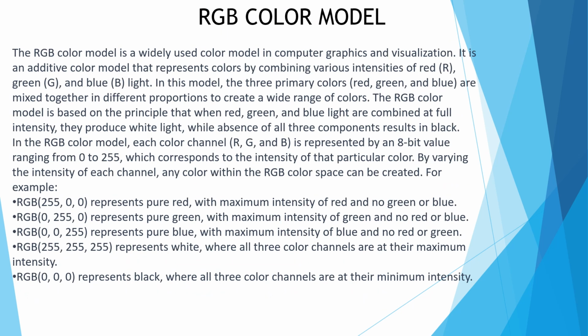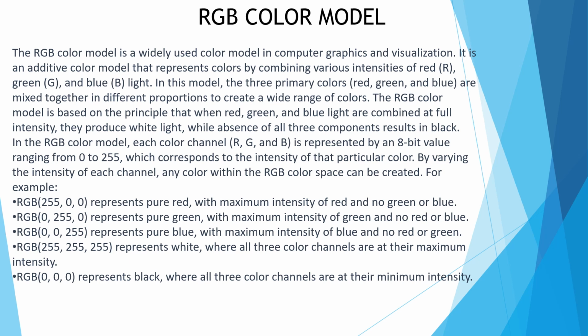The RGB color model is a widely used color model in computer graphics and visualization. It is an additive color model that represents colors by combining various intensities of red, green, and blue light. In this model, the three primary colors RGB, that is red, green, and blue, are mixed together in different proportions to create a wide range of colors. The RGB color model is based on the principle that when red, green, and blue light are combined at full intensity, they produce white light, while absence of all three components results in black.